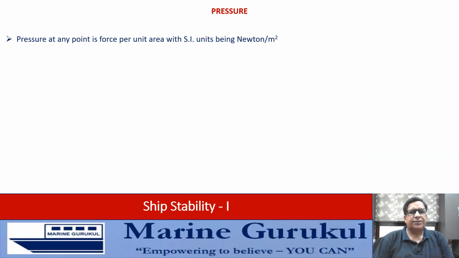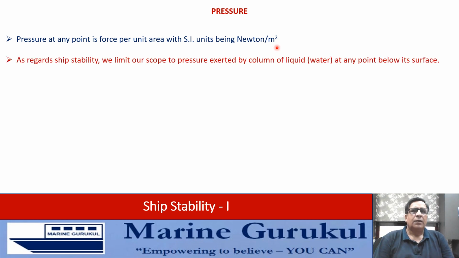We know in physics, pressure at any point is the force per unit area. Accordingly, the SI units of pressure happen to be Newton, the unit of force, per square meter, the unit of area. As regards ship stability, we limit our scope to pressure exerted by column of water at any point below its surface, or column of any liquid below its surface.